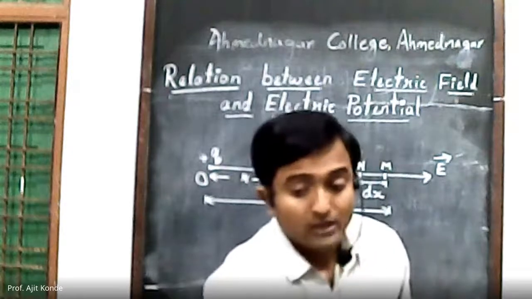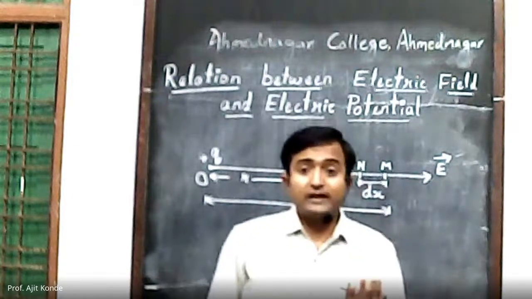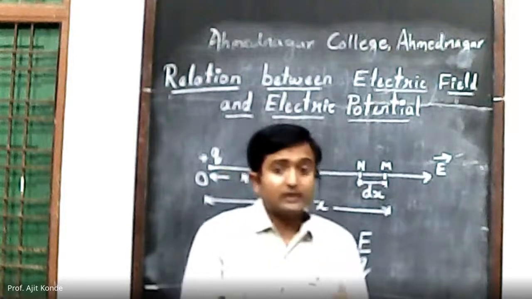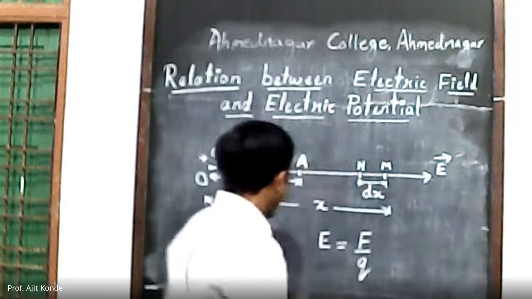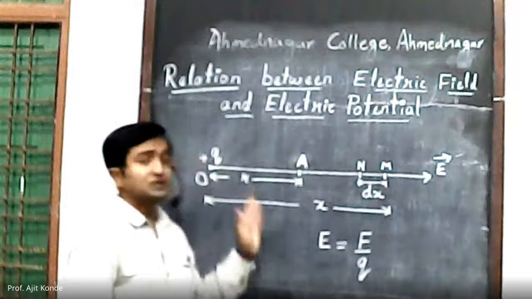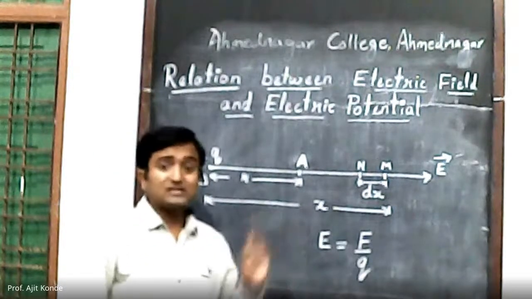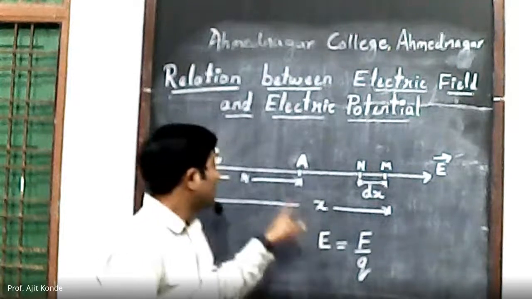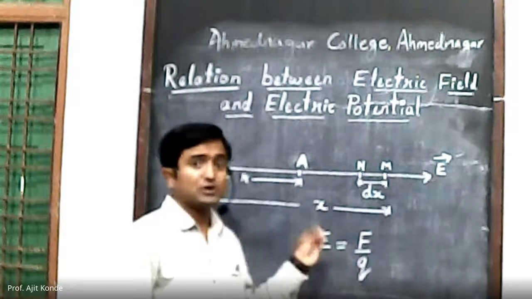So in today's lecture, we have to find a relationship between electric field and electric potential. Now you know both the things. For this derivation, this diagram is very, very important. So please concentrate on this diagram. This diagram will be used for the second derivation also. Therefore, you should understand this diagram.